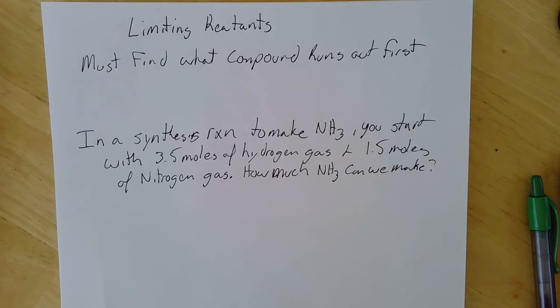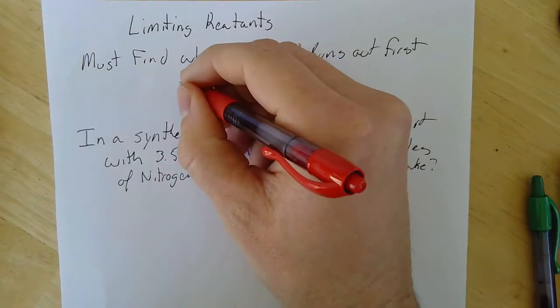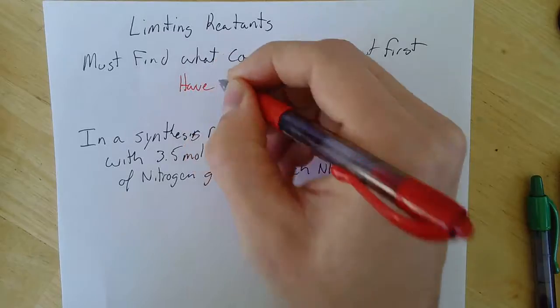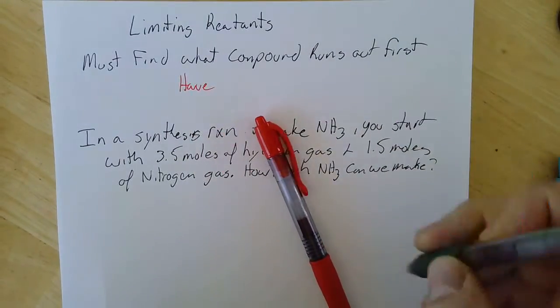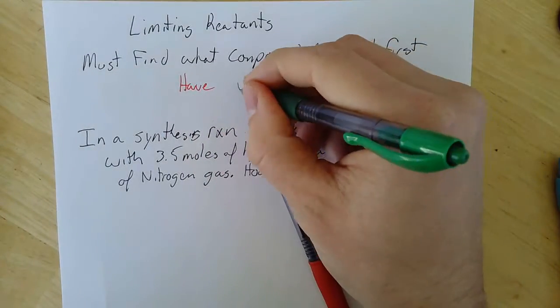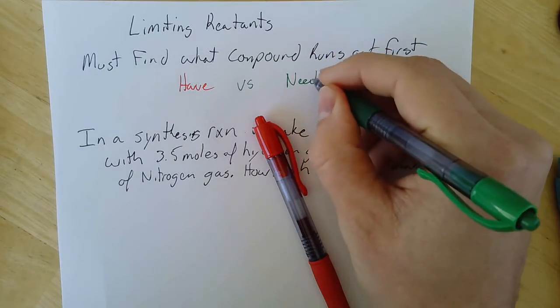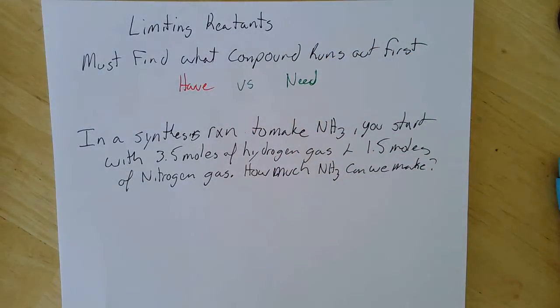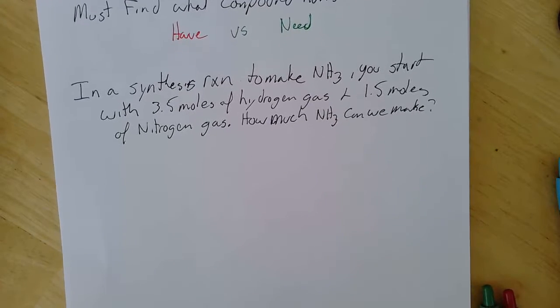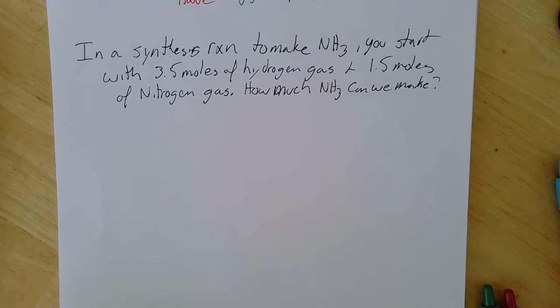What we're really trying to do is figure out 2 words. What do we have? And we're going to do that versus what do we need to complete the reaction? You're going to see me use those 2 things as we go through this problem and the next one I post also. So I have this made up problem right here, and we'll use it, and then we'll do some stoichiometry.